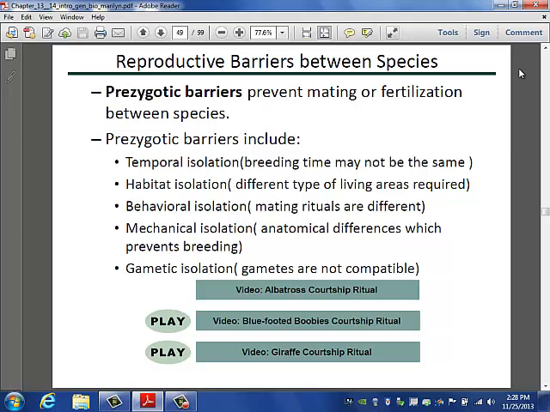Mechanical isolation: anatomical differences that prevent breeding because of the way different species breed, or the way fertilization takes place in different species. Gamete isolation: gametes are not compatible. We saw that different species have different numbers of chromosomes. We saw that changes in chromosome number in our species, for example, can lead to what?